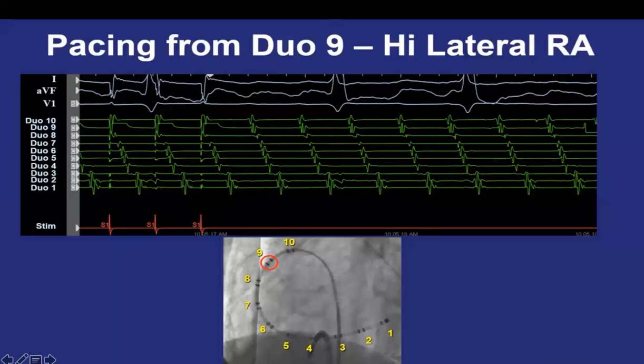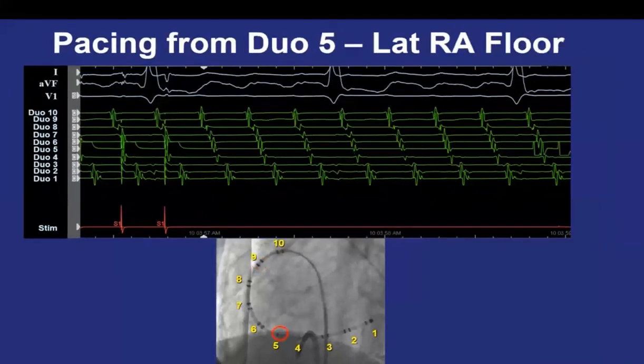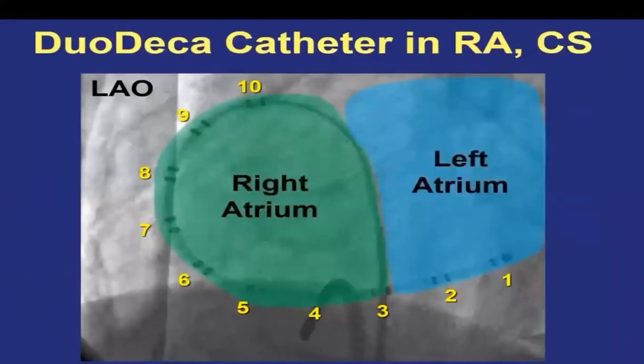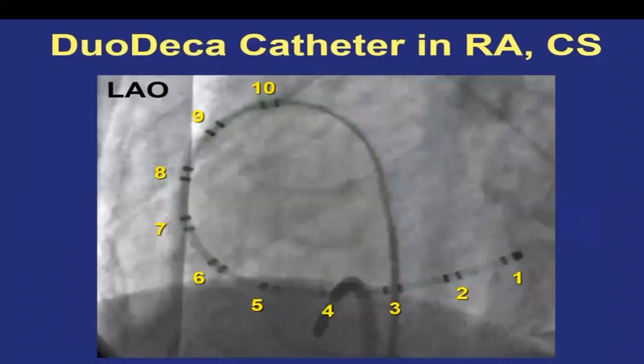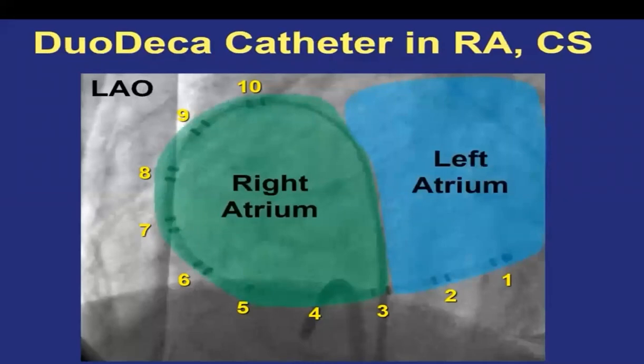Let me go back two slides to show you the catheter. This is the LAO view. For you to understand the concept of this recording, this is the LAO view, and this is the catheter, and that's the catheter location in relation to the anatomical structures.